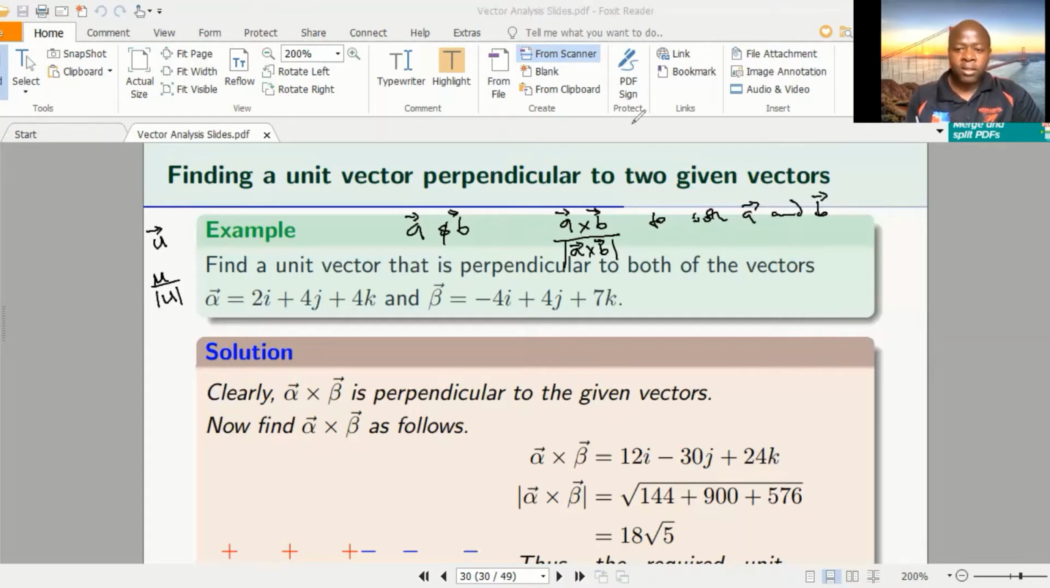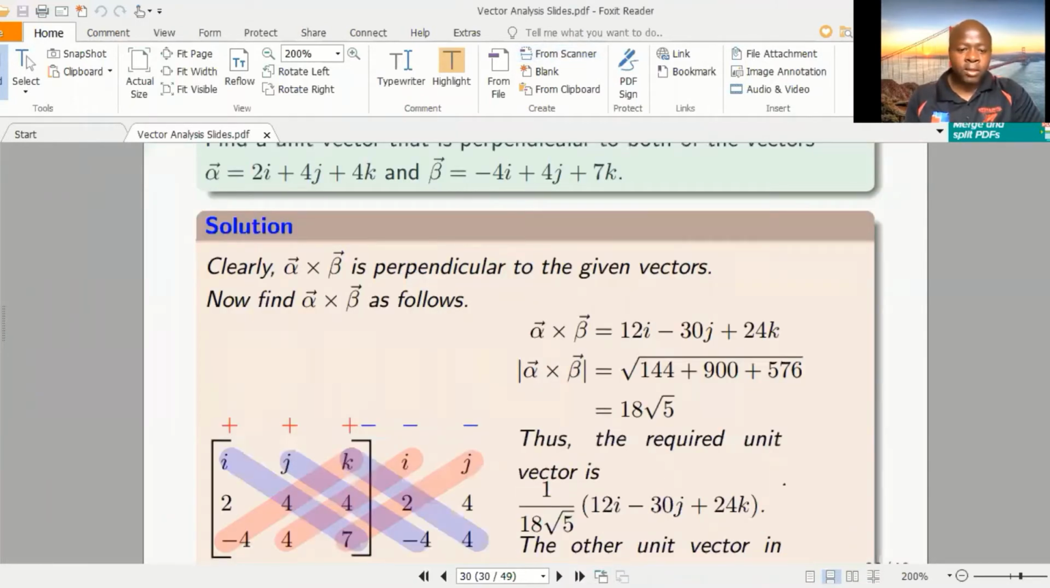So let's look at an example. Find a unit vector that is perpendicular to both vector alpha and vector beta. As we've stated above, alpha cross beta will be perpendicular to the two vectors, so we need to get alpha cross beta. Again, we'll use our easier method of finding the cross product.